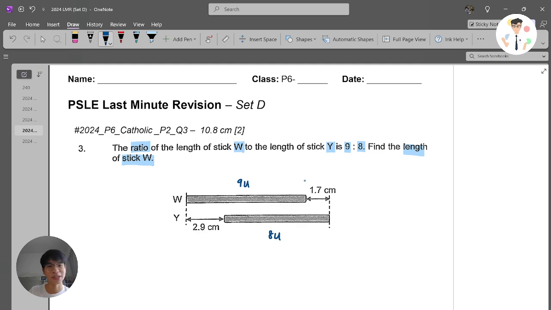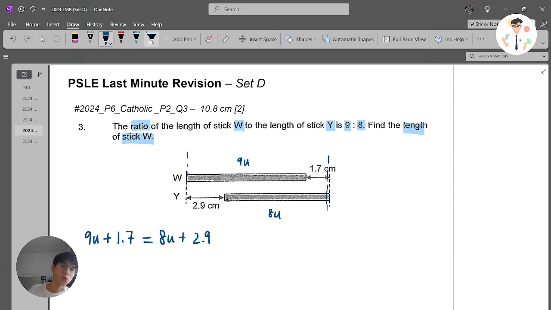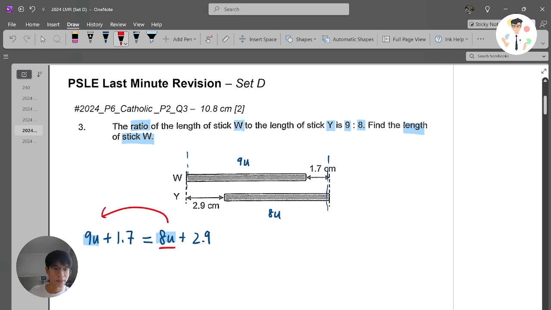Now this is a bit like bar modeling, but what I will do is put this in algebra. So you can see that these two are actually the same when added together, right? So 9 units plus 1.7 is equal to 8 units plus 2.9. And as you know, when you are putting in algebra, the 9 units and 8 units, you are supposed to put them together. So 8 units, I move there, and plus 1.7, I move here.